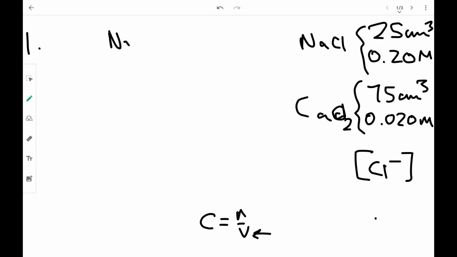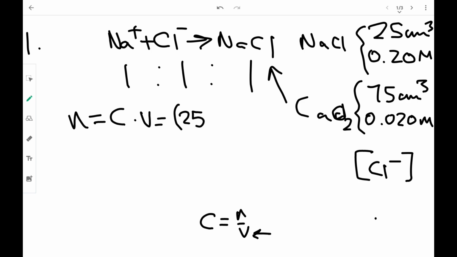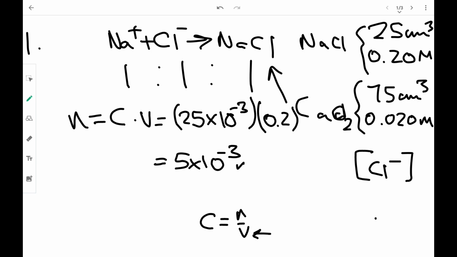The equation for NaCl is Na⁺ with Cl⁻ gives you NaCl, and the ratio is 1 to 1 to 1. So you can just use the given and calculate the number of moles for NaCl, and you'll get the number of moles for Cl⁻ in NaCl. The equation is n equals C times V. C is 25 from cm³ to m³, times 10 to the power of minus 3, times V, which is 0.2, and you will get 5 times 10 to the power of minus 3 moles.